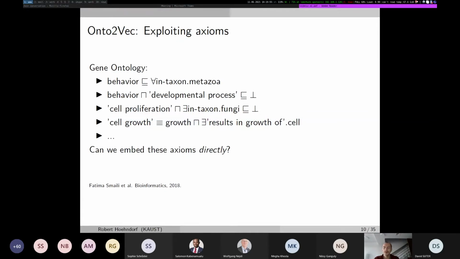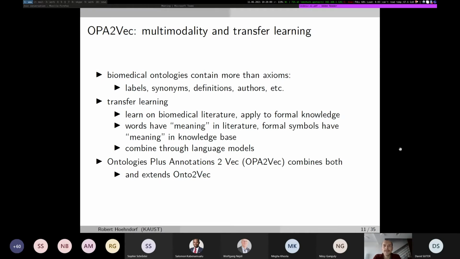And before we did that, we looked a bit more deeply into ontologies, and ontologies contain more than just axioms. They also have labels, synonyms, definitions, authors, a lot of metadata information. So things like macrophage, apoptosis, for example, these are labels not primarily intended to capture semantics, but rather to be useful for people who use this ontology. And we also use a method from transfer learning where we tried to train a large language model on PubMed or on biomedical articles, and then apply this to ontologies.